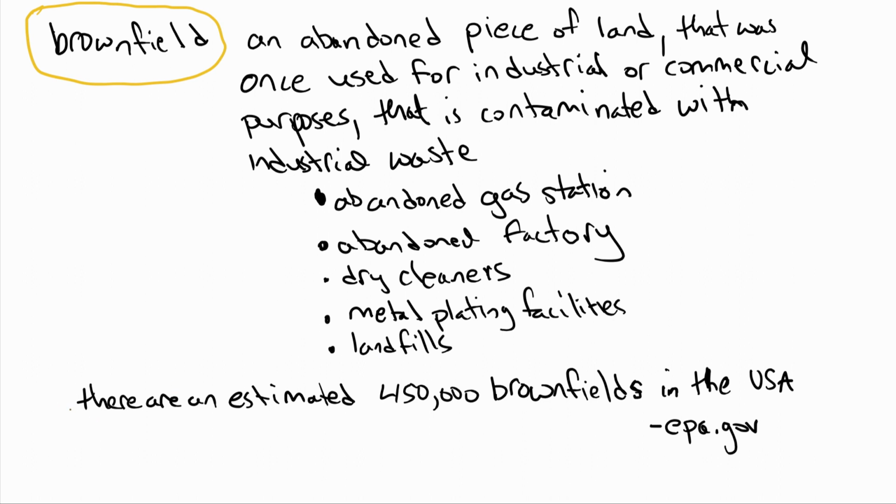And this is kind of shocking. I got this off the EPA's website. There are an estimated 450,000 brownfields in the United States. So these are 450,000 abandoned pieces of land that have hazardous waste on them. But through the EPA, people can apply for grants and help to clean up these sites.